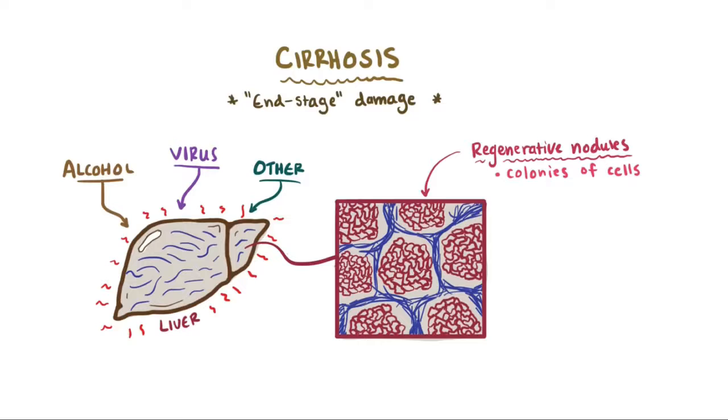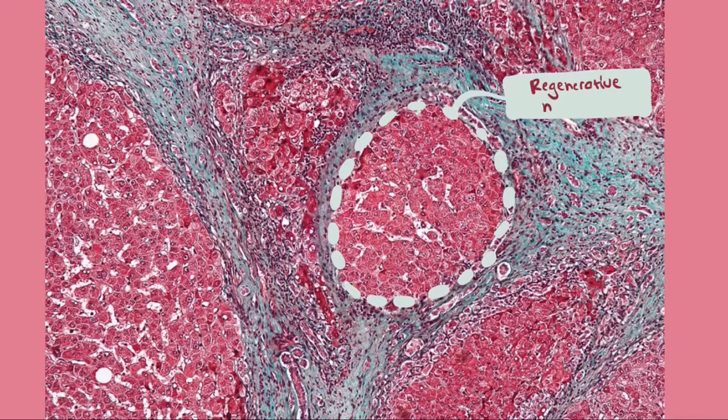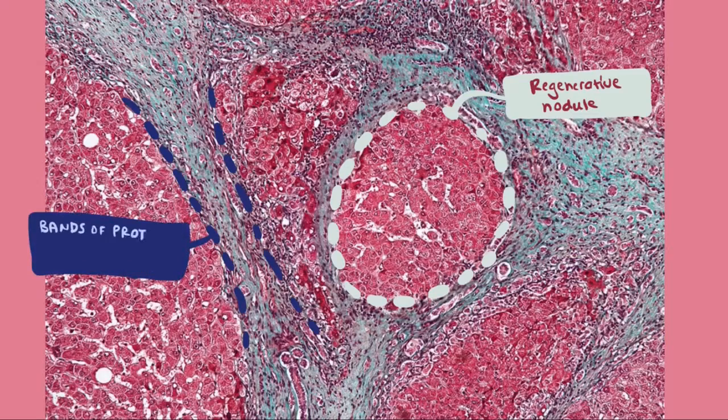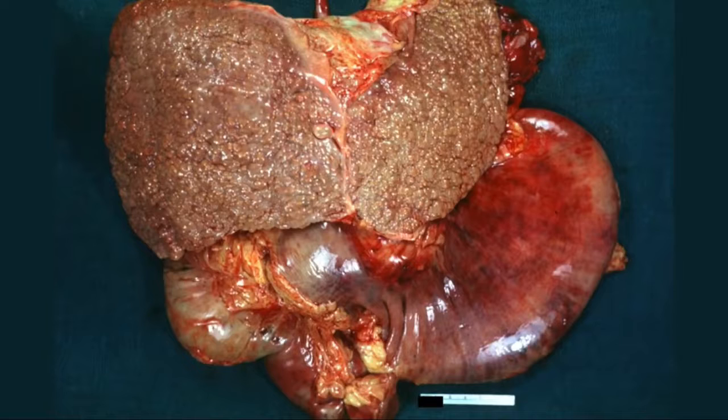Also with cirrhotic liver tissue, you'll see that in between these clumps of cells or nodules is fibrotic tissue and collagen. Here's a classic histology image of cirrhotic tissue. This clump of cells in the middle is the regenerative nodule, and these blue stains surrounding it are the bands of protein from the process of fibrosis. If we zoom out a bit and look at it with the naked eye, we'll again see these nodules, which have fibrotic protein bands in between.